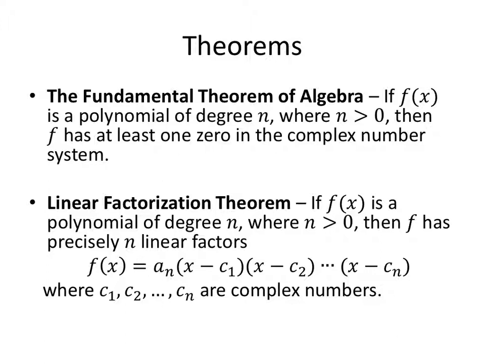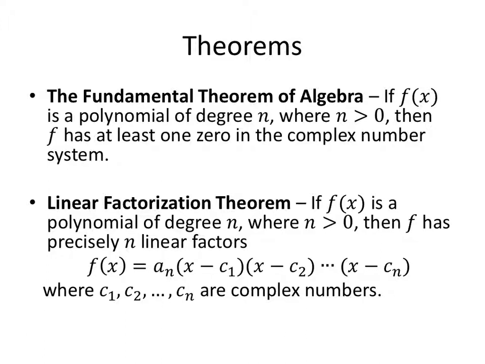This one's huge. If f of x is a polynomial of degree n, where n is greater than 0, then f has at least one 0 in the complex number system. Every polynomial has at least one 0 if we include complex numbers. But you see, it goes further.